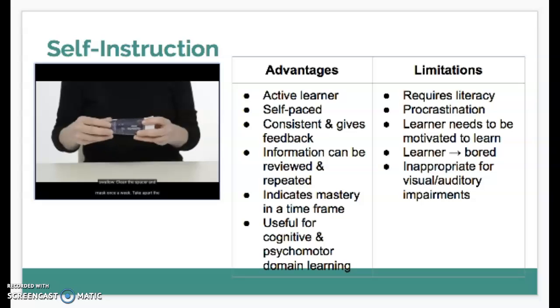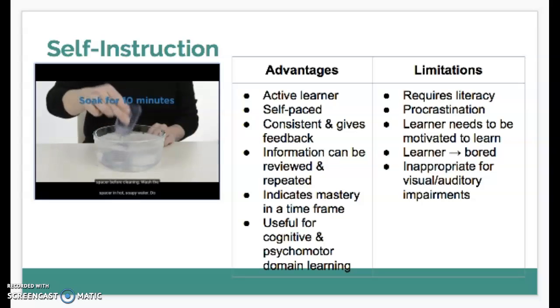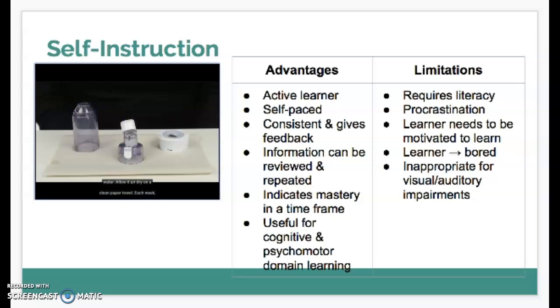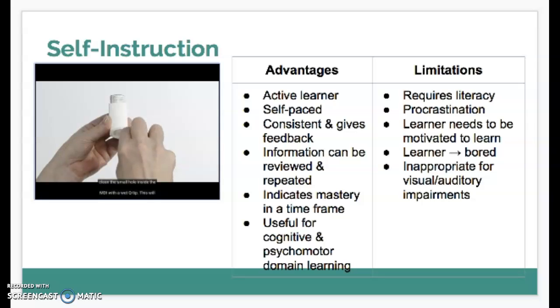Clean the spacer and mask once a week. Take apart the spacer before cleaning. Wash the spacer in hot soapy water. Do not place in the dishwasher. Remove it and rinse with clean water. Allow it to air dry on a clean paper towel. Each week, clean the small hole inside the MDI with a wet Q-tip. This will prevent the hole from getting clogged with medicine.